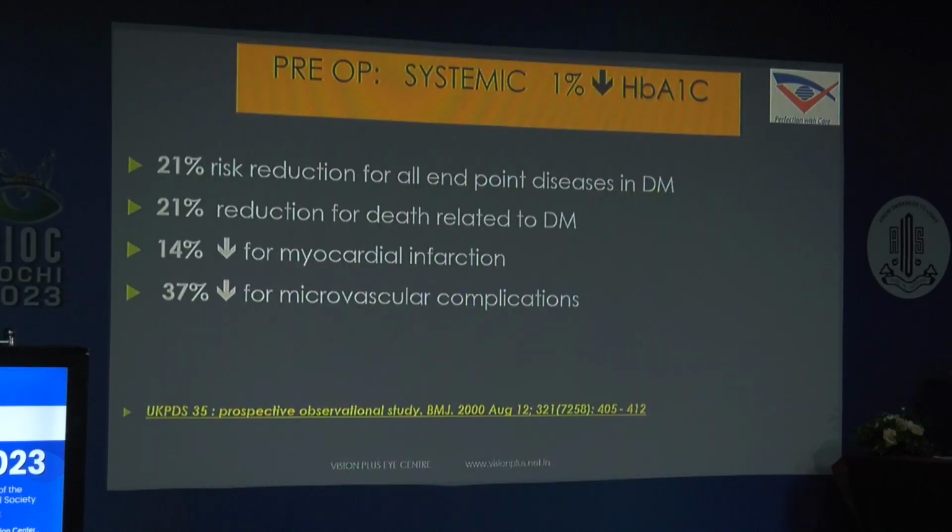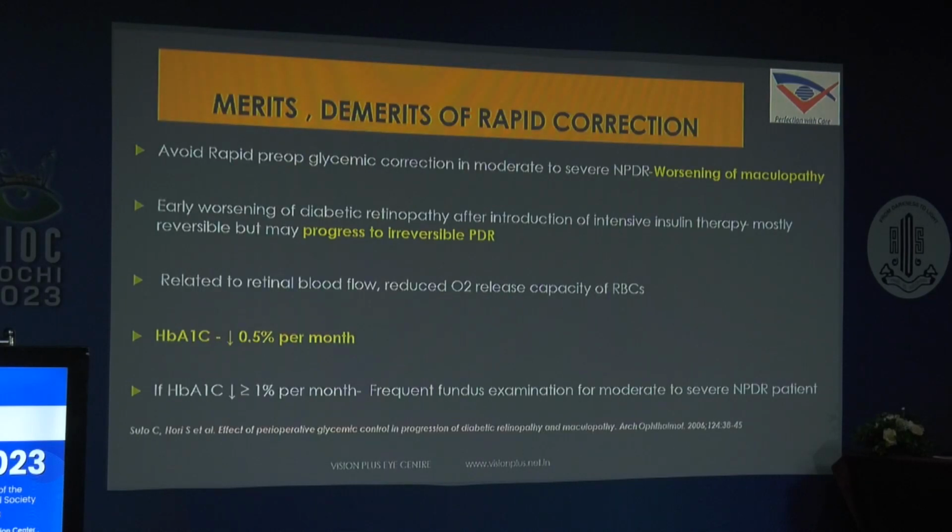So preoperatively, controlling the diabetes is important, but at the same time, we have to know that a sudden reduction in your HbA1c can actually cause a worsening. Although you want to reduce HbA1c, it's better for the patient on the whole, but we also know that a rapid correction can cause a worsening of the maculopathy, and can lead to progression to irreversible PDR. So one needs to be a little more cautious. Your diabetologist may not have any clue about it. He thinks sugars have to be controlled and they just put the patient on insulin and cause a rapid reduction. But that is not the way forward.